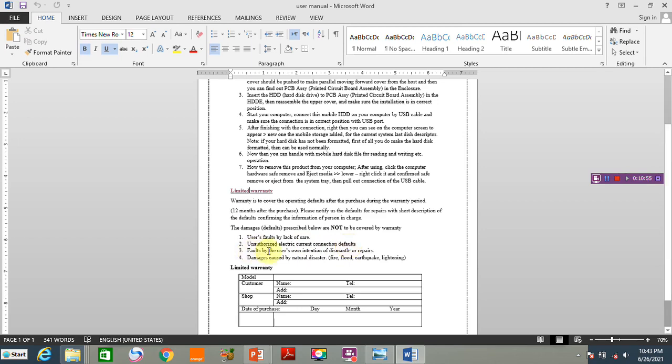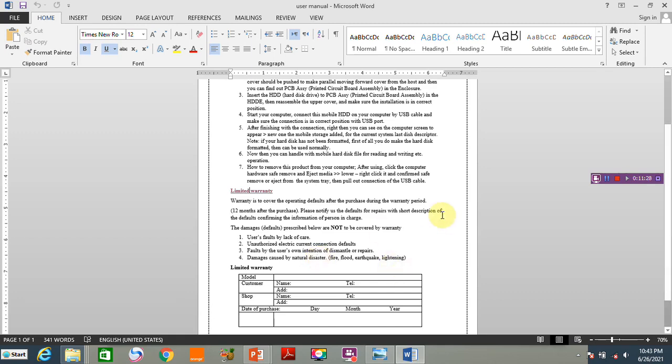Then, faults by the user's or owner's intention of dismantling or repairs. Let's say you're repairing it by yourself, then you destroyed it, or you are connecting it and destroyed it in one way or the other, they are not accountable for that. And lastly, the damages caused by natural disaster. Let's say you bought it, then all of a sudden rain came, it got destroyed. Floods came, it got destroyed. Earthquake came and it got destroyed. They are not accountable for that.